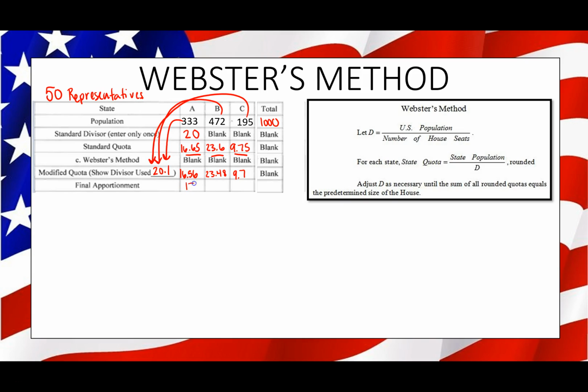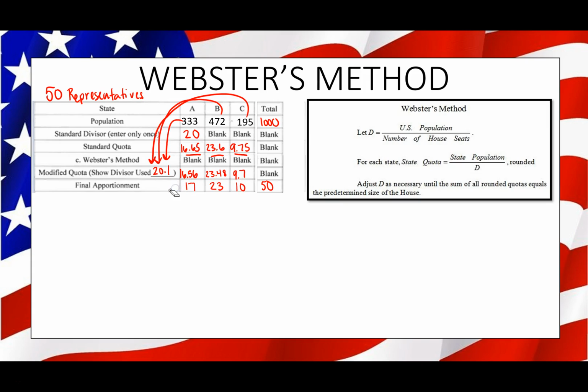A 16.56 would round to 17. A 23.48 would actually round down to a 23. And 9.7 would round up to a 10. Adding those up, a 17, 23, and a 10, we do get 50, so we are done. And so this would be the final allocation on the Webster's method.